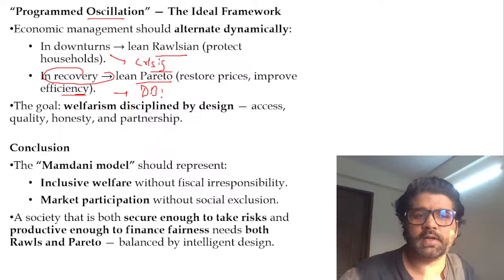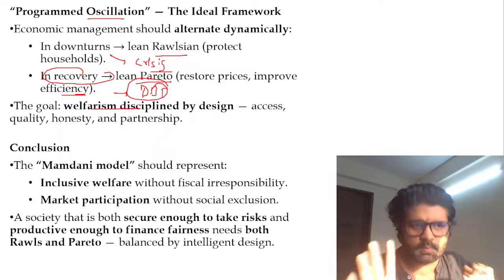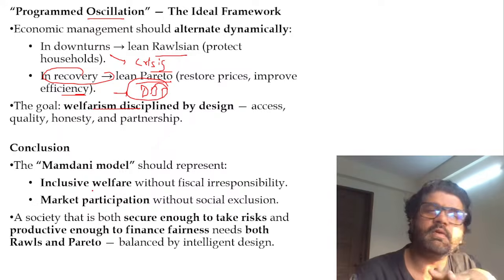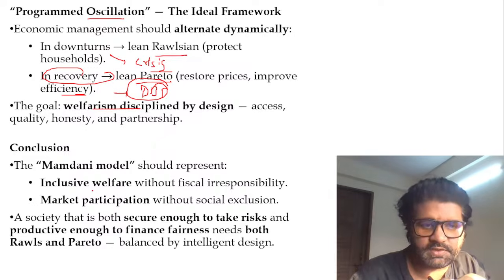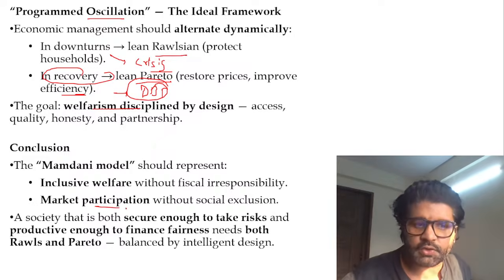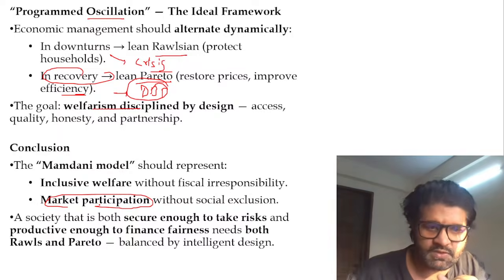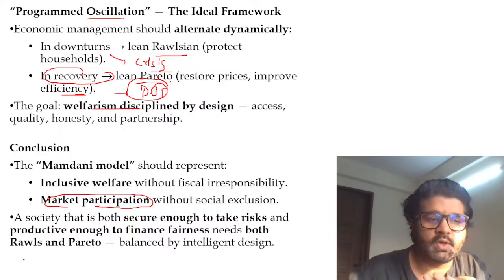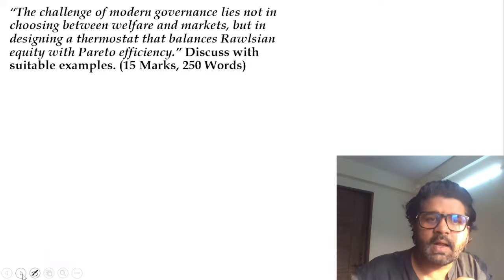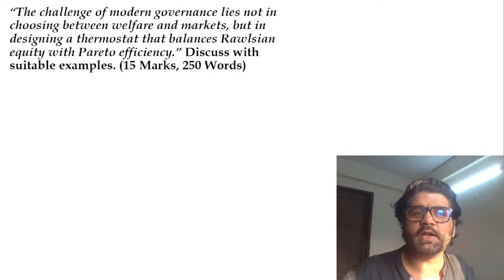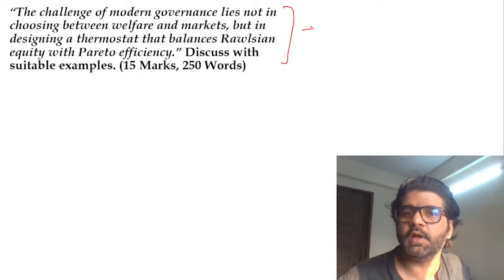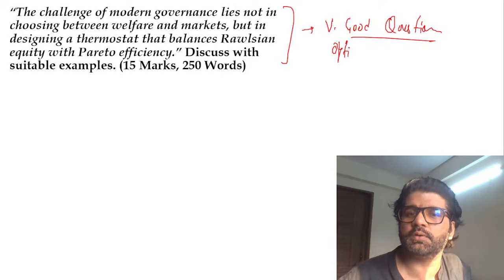Efficiency, just remember, direct benefit transfer. So the Mamdani model, whatever Mamdani will try to do in New York on welfare policy, should be inclusive and include the market. When you're talking about welfare, it should not exclude efficiency. Both have to go together hand in hand. And that is a good challenge: the challenge of modern governance. Now, this is actually a very good question. This is a high quality mains question on the verge of an optional question.